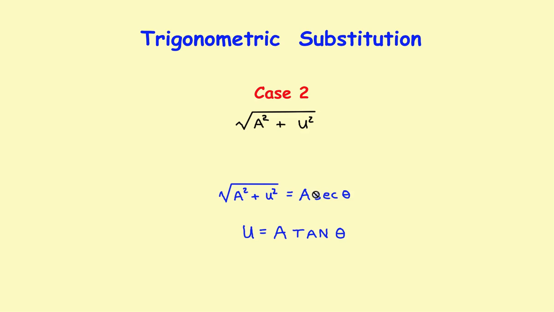The square root is equal to a times the secant of theta, and u is equal to a times the tangent of theta. So those are the only 2 equations that you're going to need to solve this problem. So decide which case you've got. Okay, let's go back to the problem now.